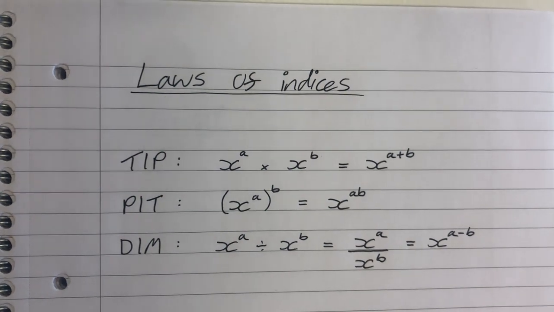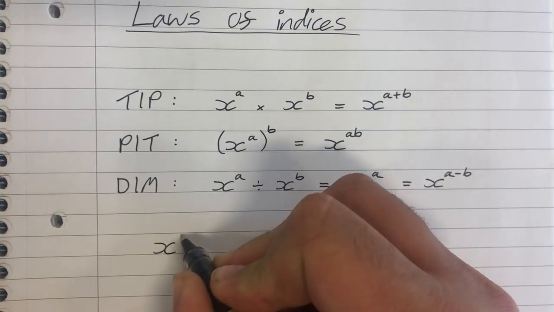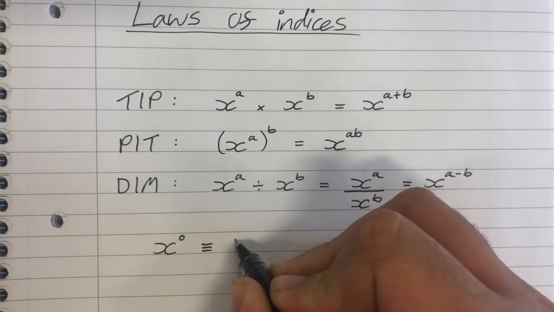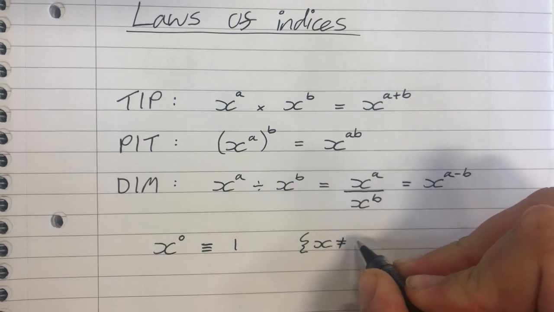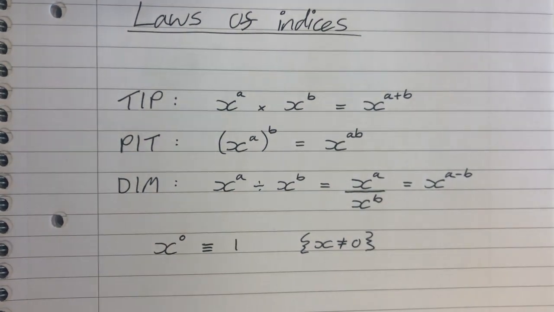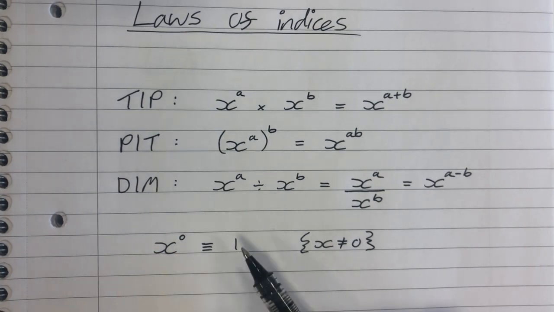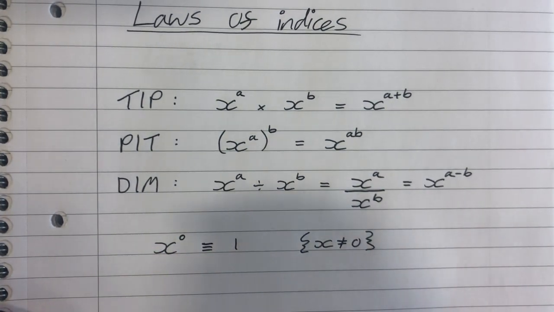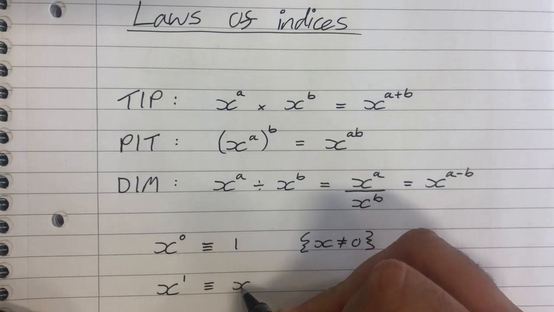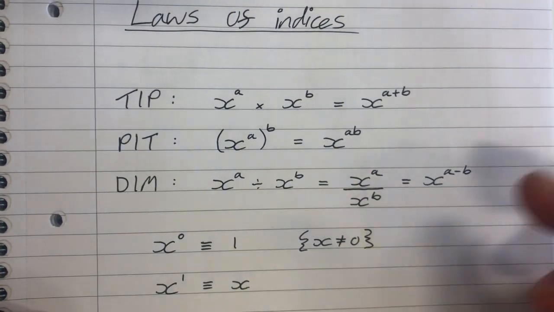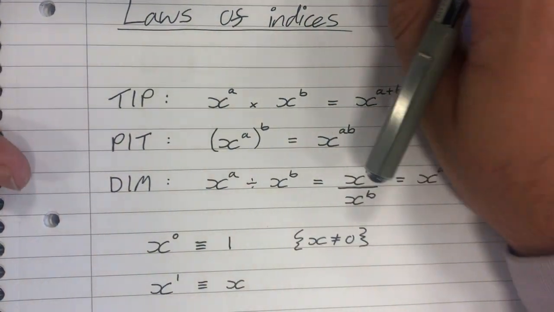There are 4 other rules which you need to know that concern indices. So x to the power 0 is always equal to 1. Now there is a little side note to this: that's x not equal to 0, just to be strictly true. But any other number, real or complex even, if you raised to the power 0, it is the number 1. Any number raised to the power 1 is itself. So these are 2 very straightforward rules, which hopefully are very intuitive for you.